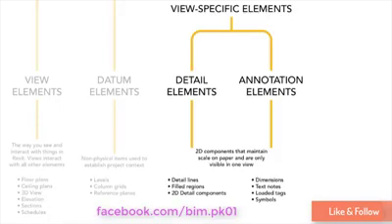Now, text and dimensions are actually system families, so we won't be manipulating those in the family editor. But tags or symbols are things that we can manipulate in the family editor, and those will be among the first examples that we look at together in the family editor in the next chapter.